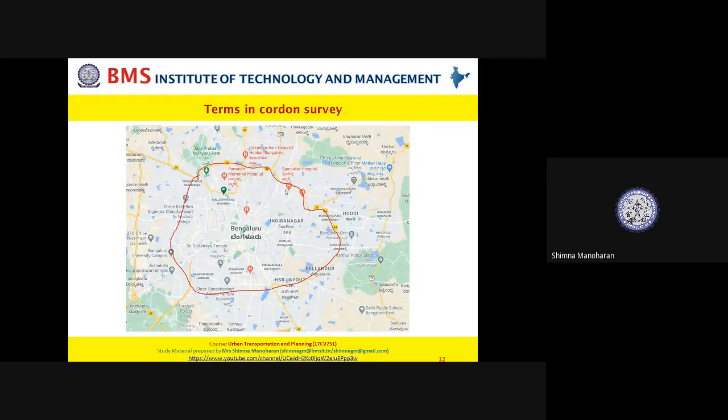Here, this is a typical map I have taken from Google Maps. This is a typical map of Bangalore. If I consider this as a cordon line, okay, and I look from this overview, you cannot find any screen line. But maybe if I zoom in again, a railway line might be passing through, which divides the area into two, right?